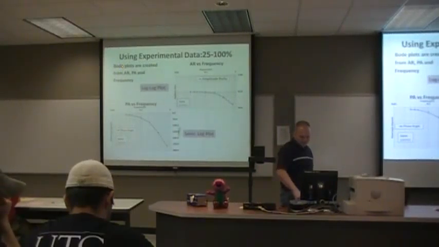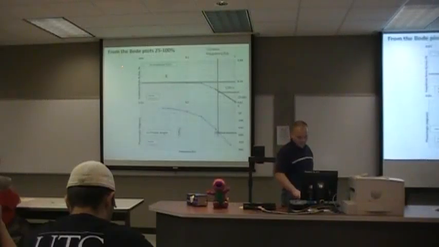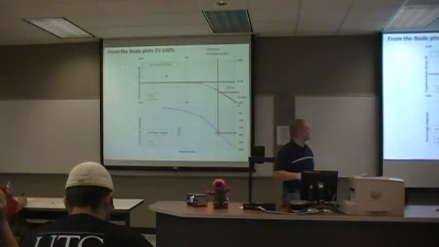Here are our Bode plots for a range of 25 to 100%. The amplitude ratio is on a log-log plot, and the phase angle is on a similar log plot. We lined these two up and found K graphically, as well as 1 over KCU, the controller gain. How we did that was we made a line at 180 degrees, came straight up, and found the intersection point on the amplitude ratio plots.